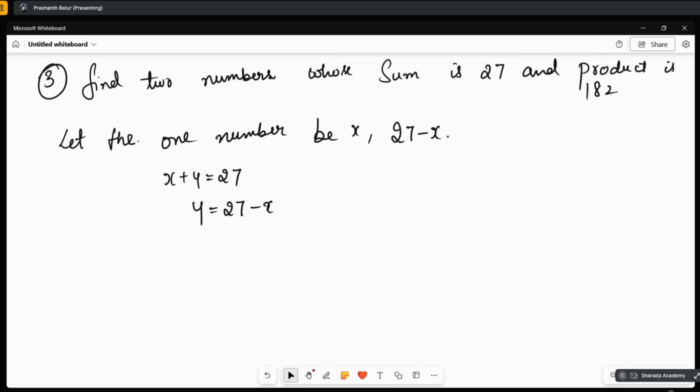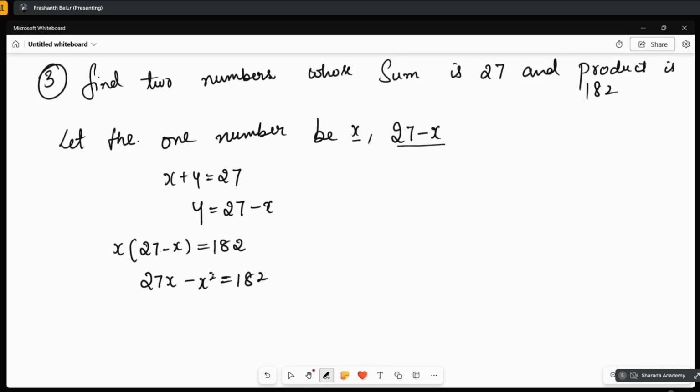Since it's a quadratic equation, we will have only one variable. Okay. So x and 27 minus x, and the product is 182. So two numbers are there. One is x, other is 27 minus x. So what is the product? It is equal to 182. So x into 27 minus x is equal to 182. Solve for x. So what will you get here? 27 into x is 27x, plus into minus, minus x square, is equal to 182.